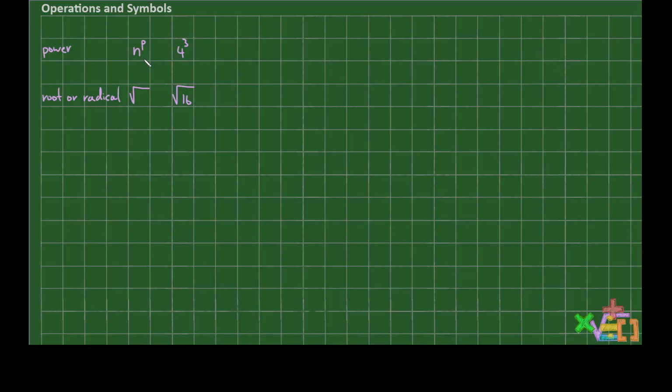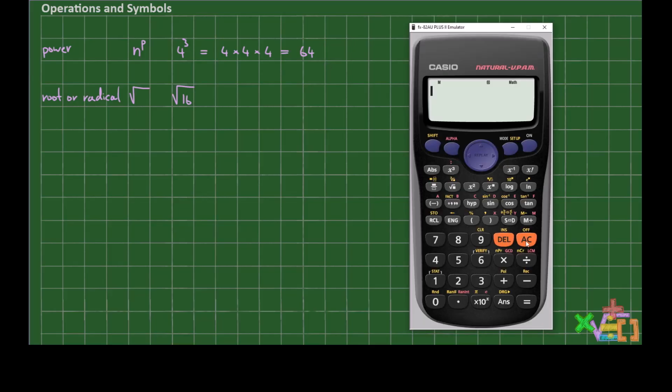When it comes to powers, we will have some number n that is being raised to some power p. In my case, the number is 4 and the power is 3. What is hiding behind this 4 raised to the power of 3? It is a repeated multiplication. 4 to the power of 3 is telling us to take 3 4s and multiply them together, and that will give us 64.